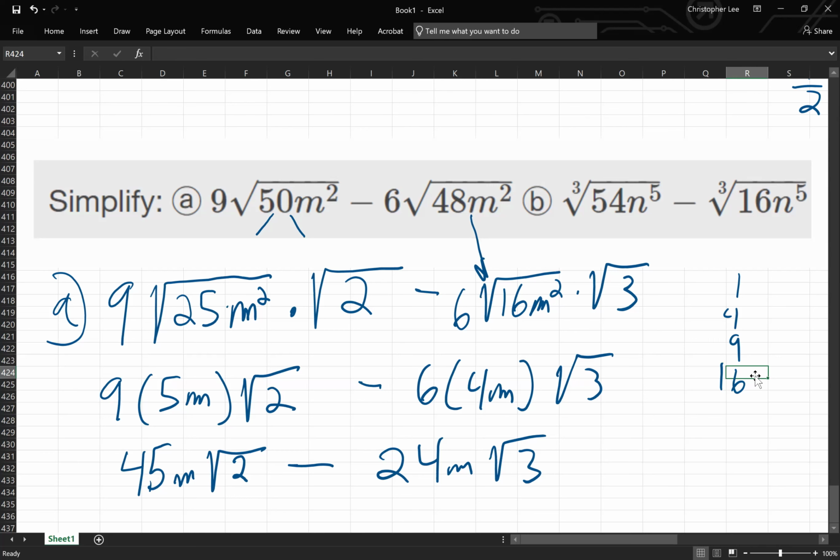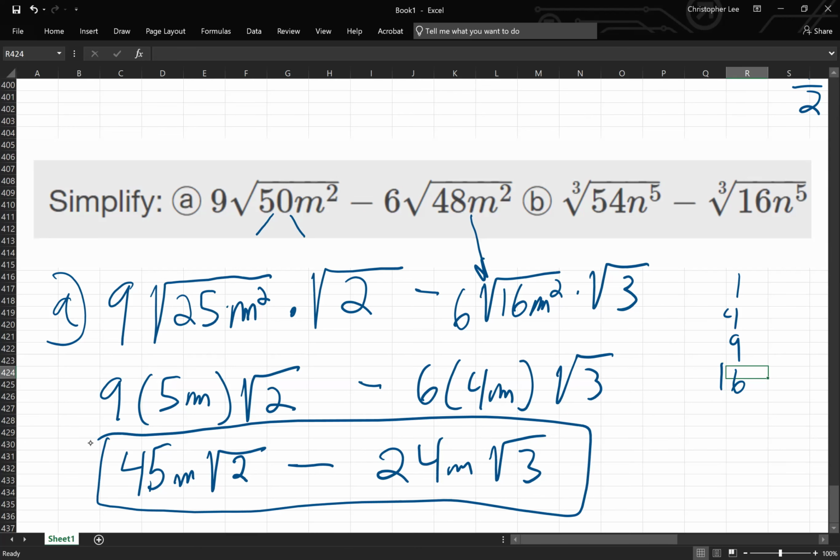Negative one. Awesome. All right, this is the final answer right here. But why is that the final answer? Because the number inside the square root is different. Exactly. They're not like terms. The negative 6, right?